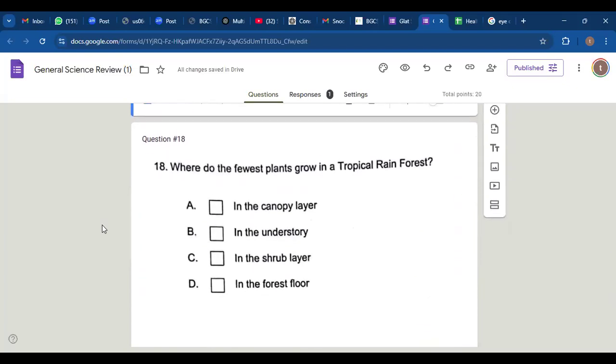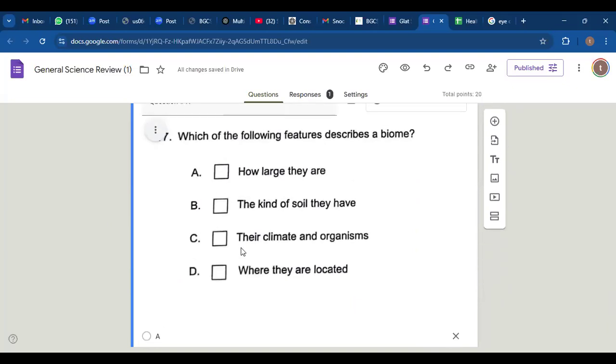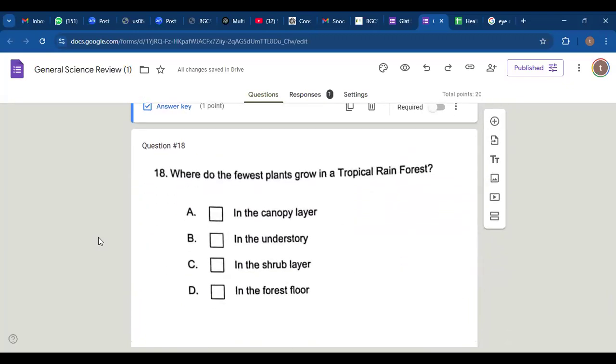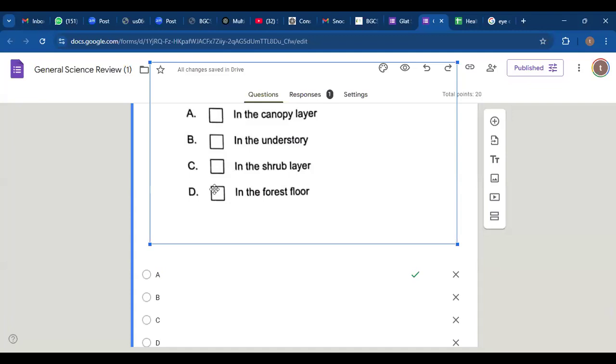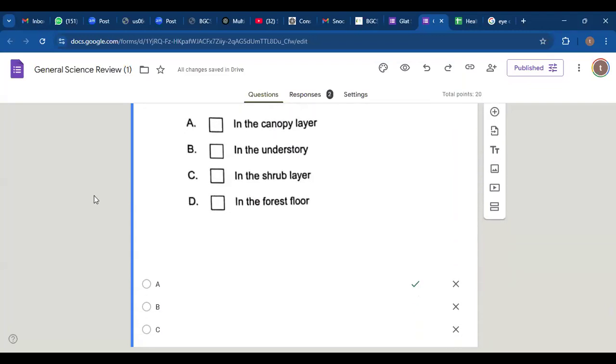Number 18. Where do the fewest plants grow in the tropical rainforest? The forest floor? The canopy layer? The shrub layer? The answer is the canopy. That's the top one, the very top floor. Only a few plants could be up there. So that's A.